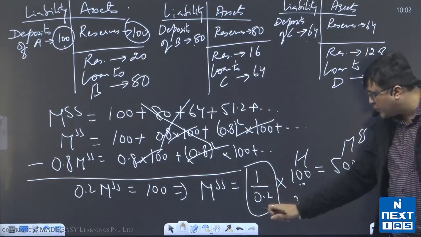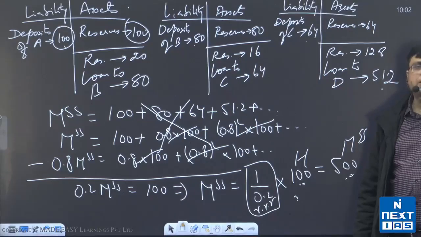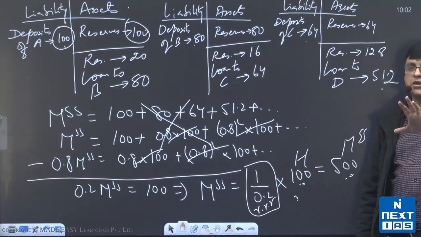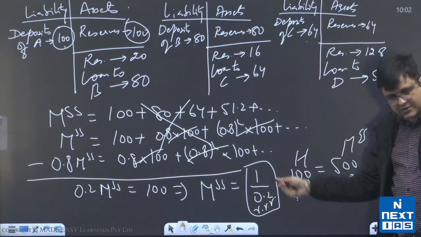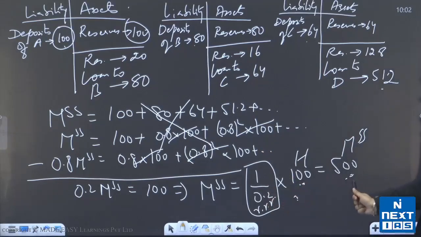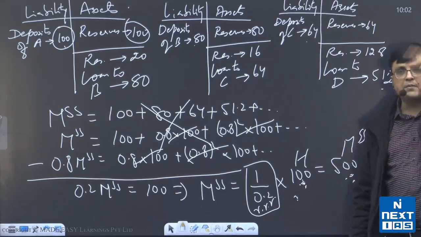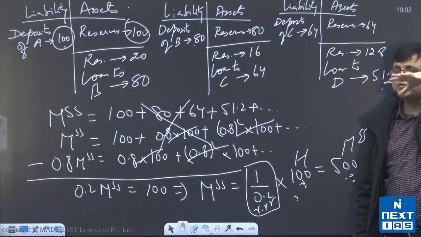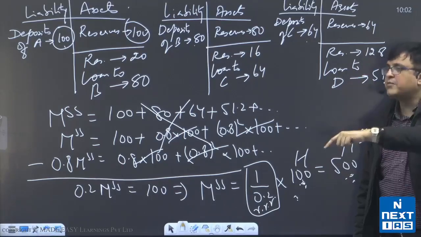अब आप सोचिए ये 0.2 क्या था? RRR, required reserve ratio. So 1 upon required reserve ratio is the determinant of money multiplier. I repeat again, money multiplier is the constant, in our case 5, which shows the rate at which money supply changes when there is a change in high powered money. And what is high powered money? High powered money is the base money which determines how much will be the money supply in the economy. Because end of the day, money supply in the economy will always be a multiple of high powered money.